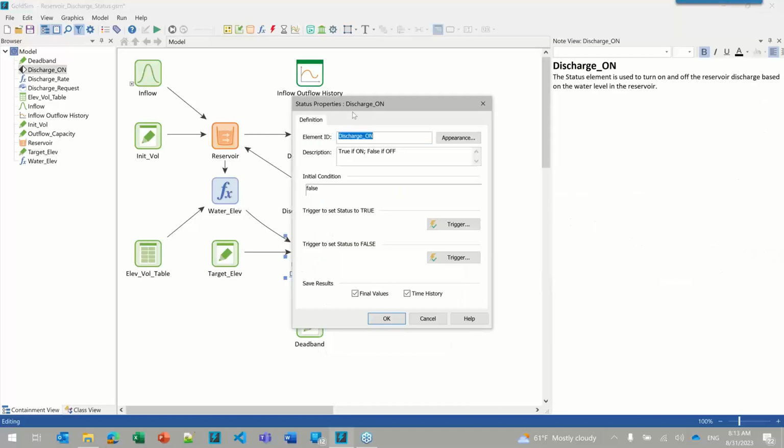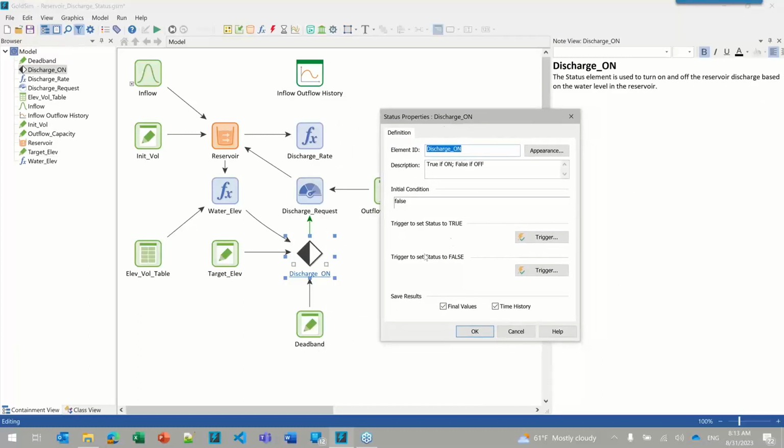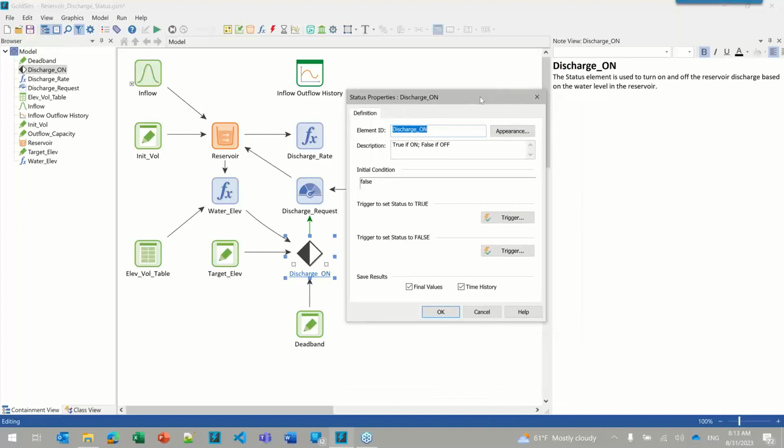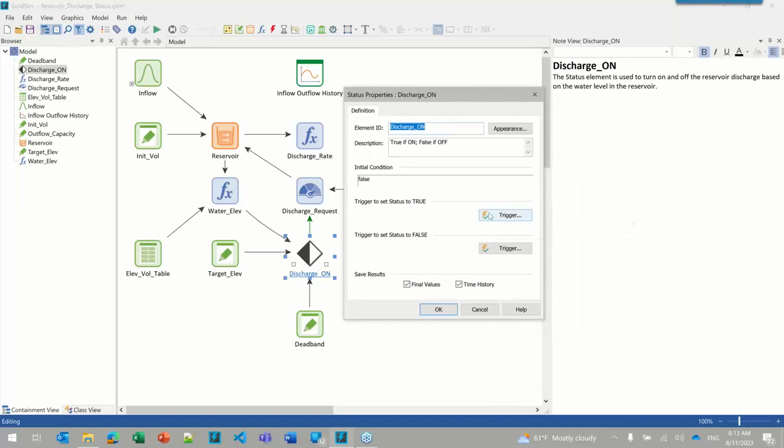So if I open up the status element and then we look at the triggers. The way a status element is, it has a trigger for true and a trigger for false. What I mean is, if this element has a true status output, then we can switch it to false by triggering the false trigger. That's this bottom one. And so we can trigger it back and forth between true and false. And in our case, true means on, false means off.